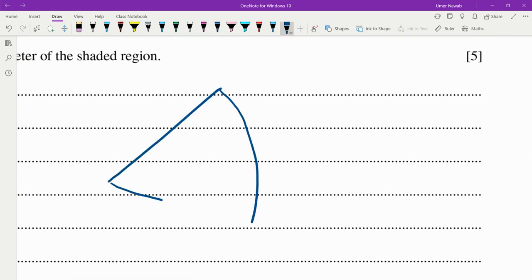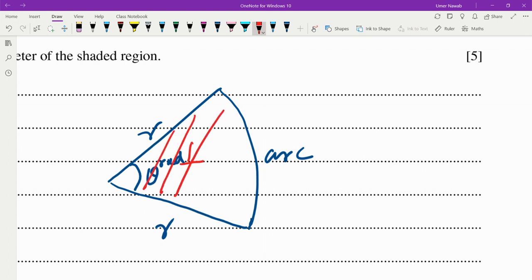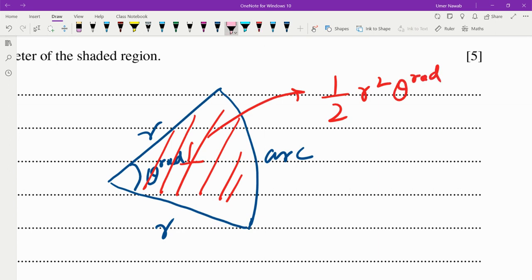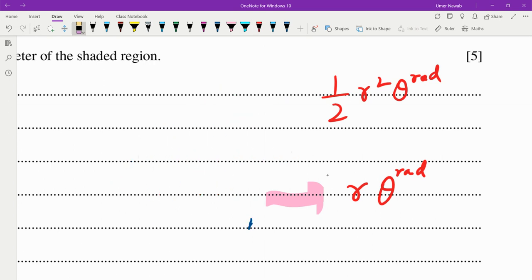In MF19, the two formulas are already given. Look at that, guys. This is like a pizza slice, a sector of a circle. This is a radius, this is an arc, this is theta, which must be in radians. The area of a sector formula is half r squared theta. But if you want to find only the arc length, its formula is just r theta. And both formulas are given on the first page of MF19.